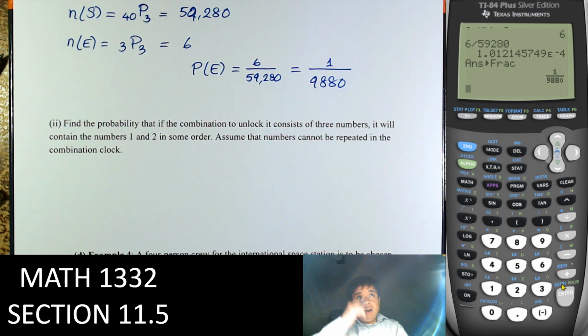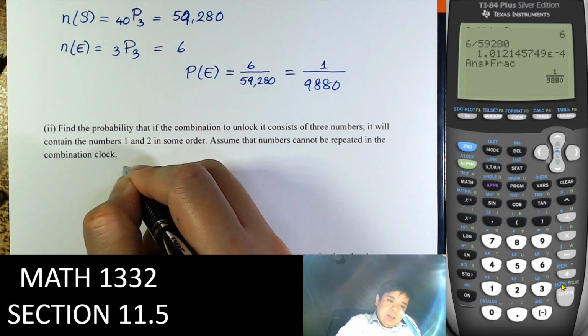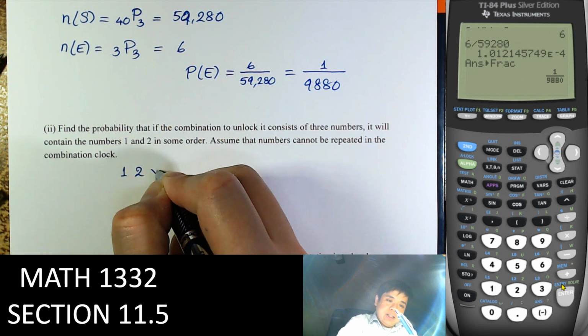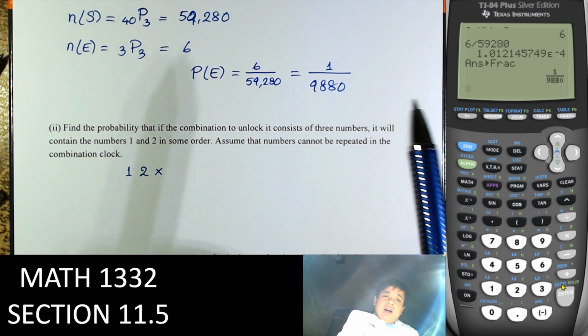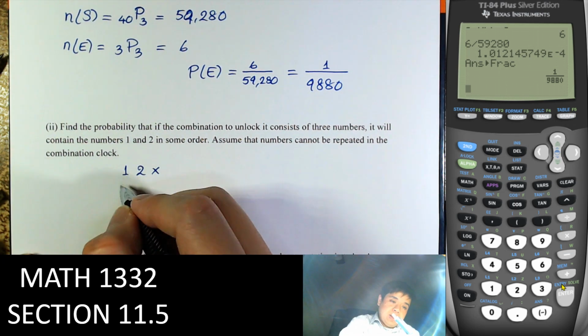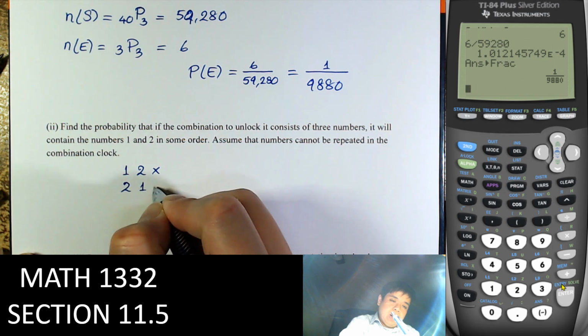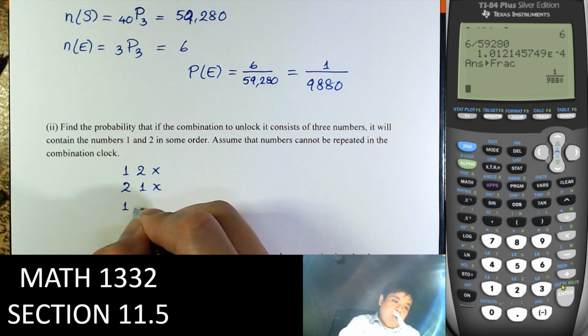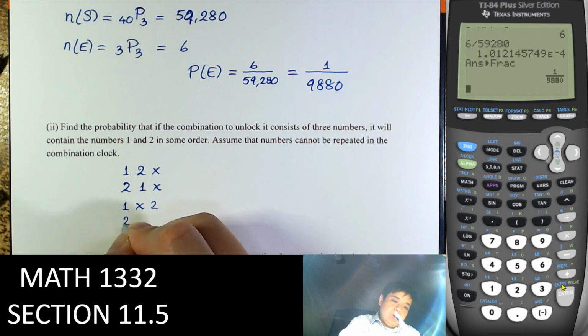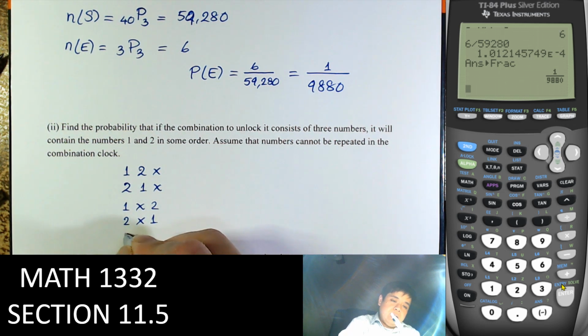Right. Next, find the probability that the combination lock has 3 numbers and will contain the numbers 1 and 2 in some order. So I have to have 1 and 2 in it. So what do we have? It could be 1, 2, and then an x. The x could be anywhere from 3 to 39. Or 2, 1, x; 1, x, 2; 2, x, 1; x, 1, 2; and x, 2, 1.